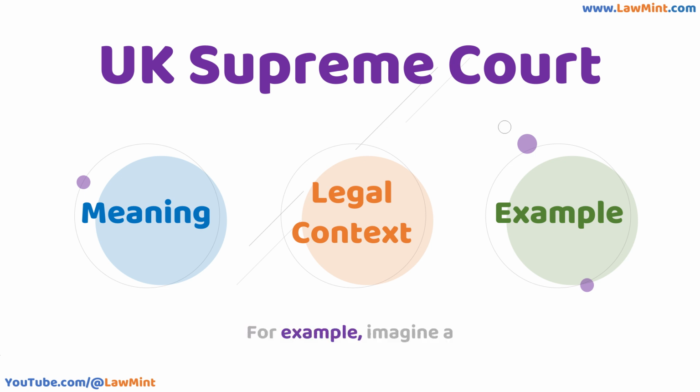For example, imagine a major dispute arises between two corporations regarding a commercial contract governed by English law. After progressing through the High Court and the Court of Appeal, the losing party appeals to the UK Supreme Court. A panel of 5 justices hears arguments in London and issues a definitive judgment. This final ruling resolves the dispute and permanently establishes a binding legal precedent that every lower court must follow in future contract cases.